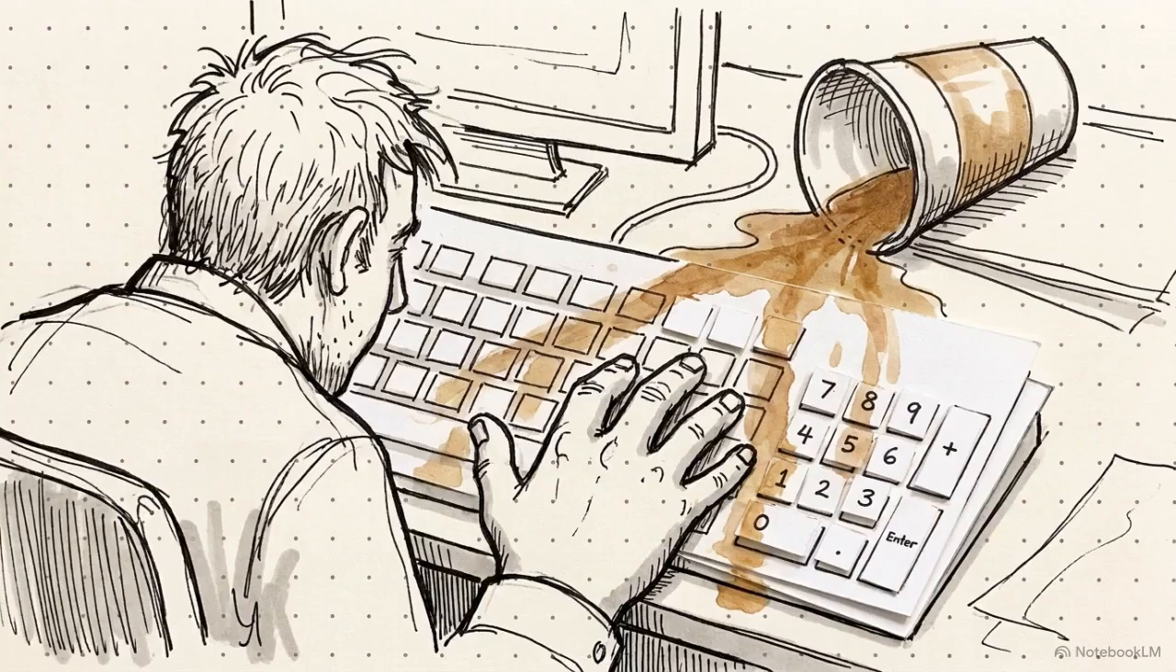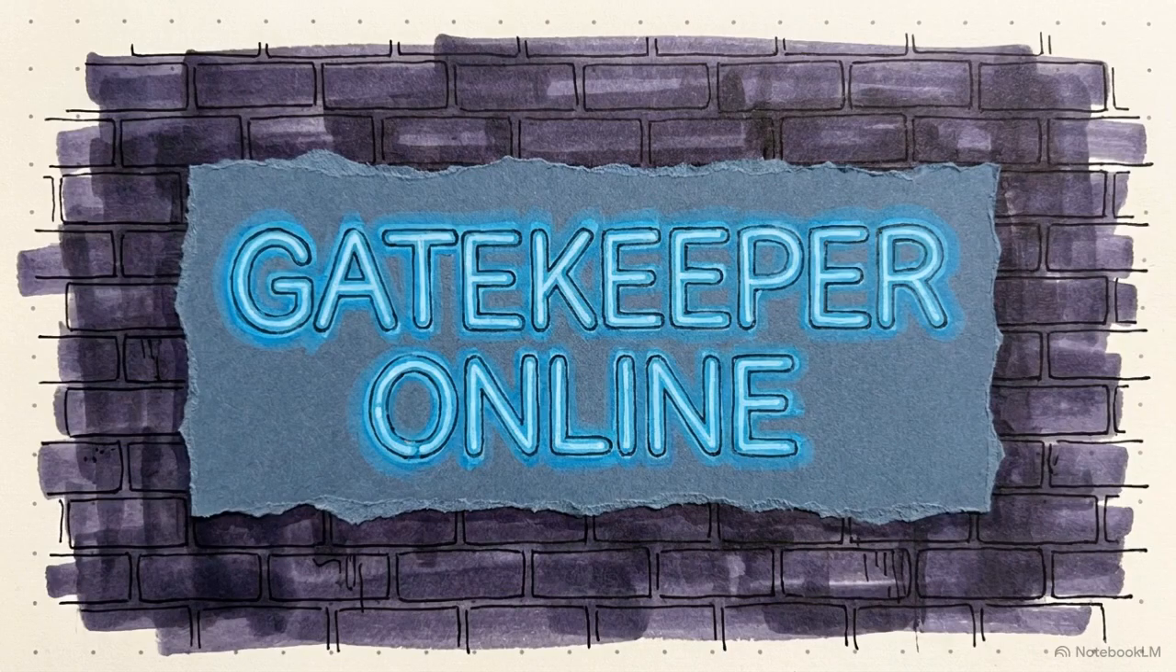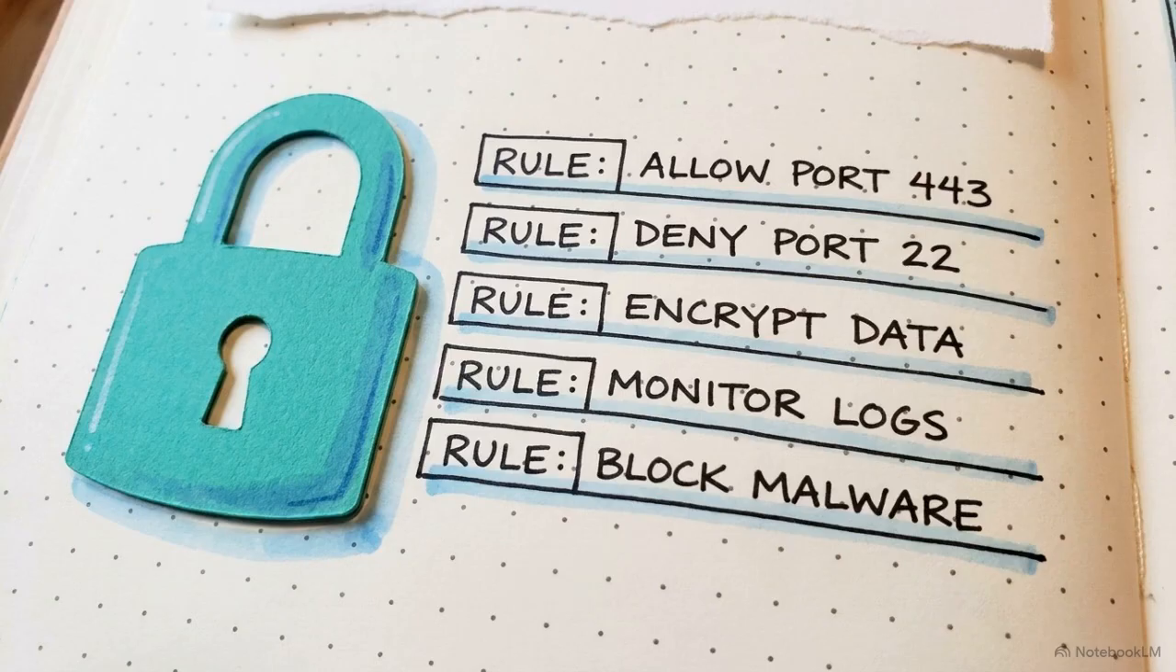You cannot rely on humans to always input perfect data. To survive, database architects build automated gatekeepers directly into the system architecture. These strict, programmable gatekeepers are called SQL constraints. A database is only as valuable as the invisible, unyielding rules actively defending it from human error.